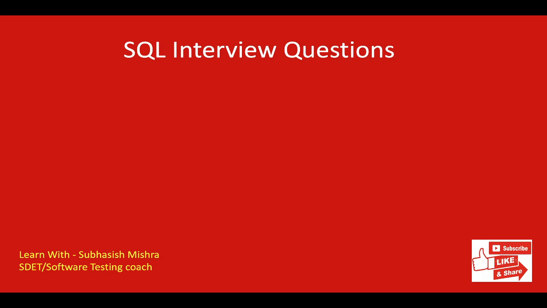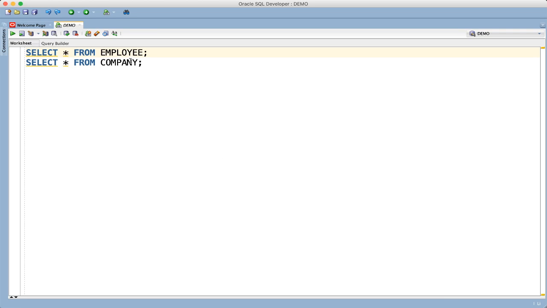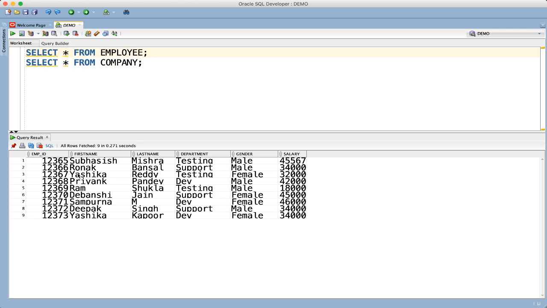Let's start with the interview questions. So the first thing is, write a query to fetch all data from employee table. So what the interviewer will do is create maybe an employee table. I can show you the example. Here I have created two tables, you can see. I'm just fetching the details. Here you can see there is a table named employee, where the columns are employee id, first name, last name, department, gender and salary. So maybe the interviewer will create one table something like this, and then they will ask you, can you fetch all data from the employee table?